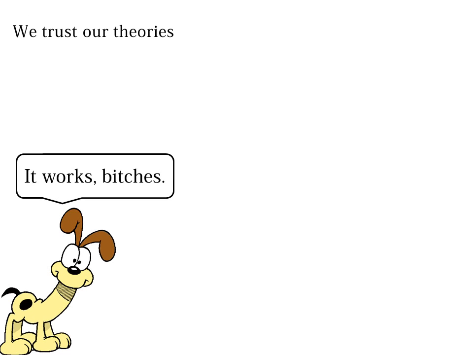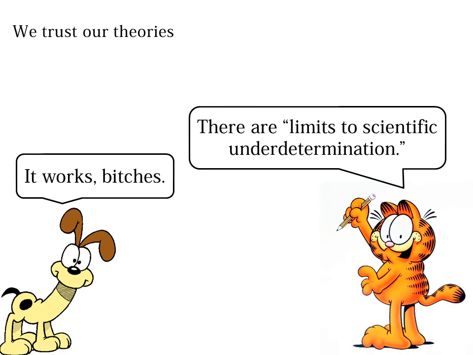So physicists certainly trust their theories to not suddenly break down and do something entirely different. The physicist would say, well, we've learned that it works. The philosopher says, that's interesting, because you have implicitly assumed that there are limits to scientific underdetermination, which you couldn't have known by use of the scientific method. So again, you're doing non-empirical theory assessment.